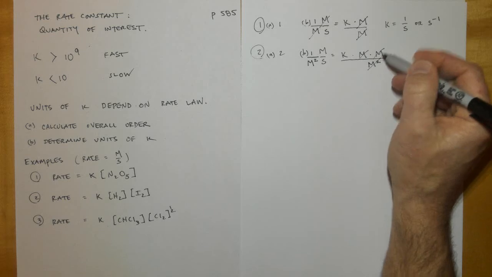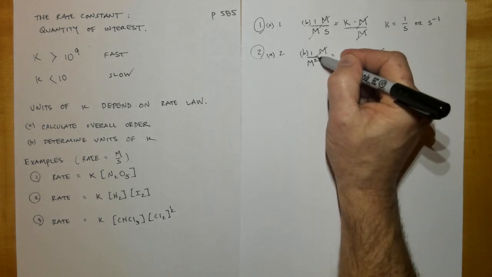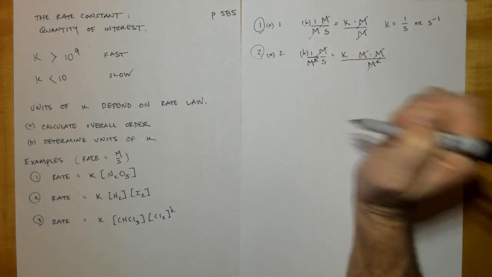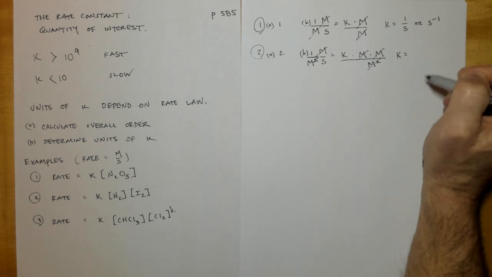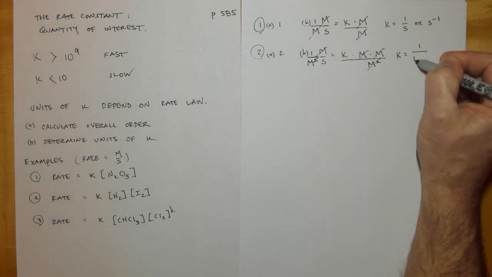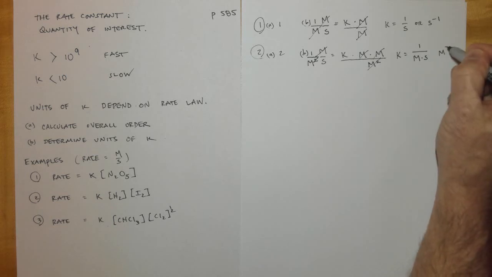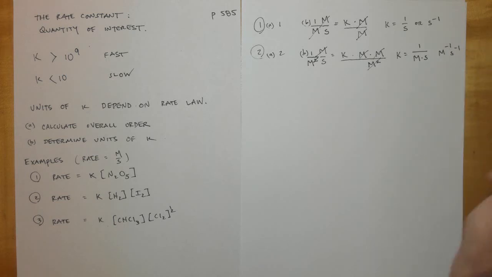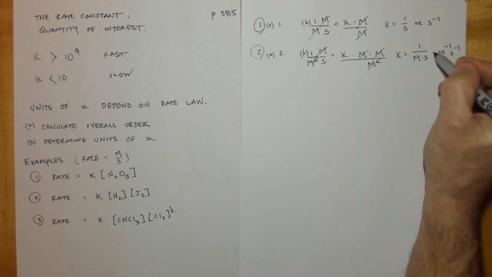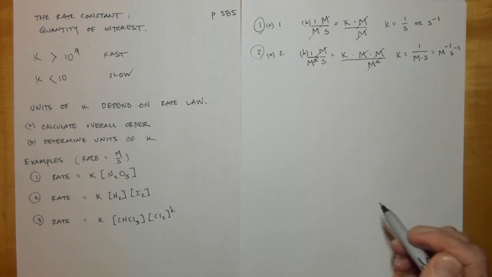So these guys cancel. This one's going to cancel, but only one of these will cancel right here. So for K, the units are going to end up being 1 over molarity times seconds, or the fancy way to write this would be molarity negative 1, seconds negative 1. That'd be the fancy way to write it instead of writing 1 over like that.